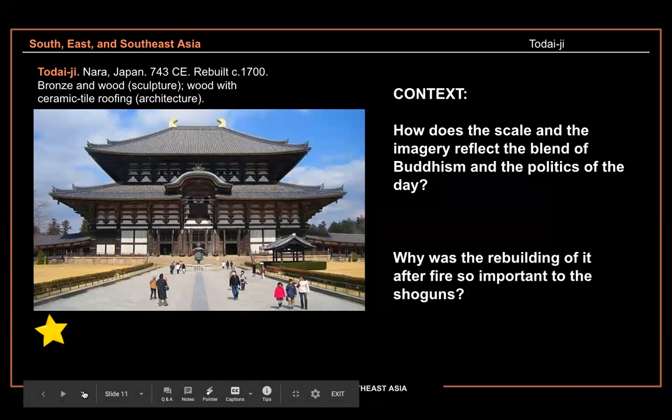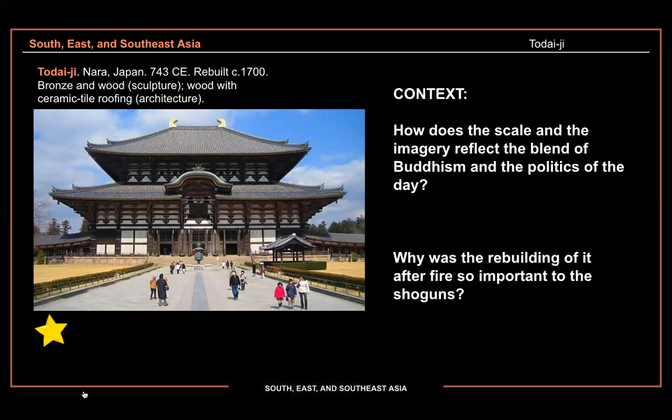So how do the scale and the imagery reflect the blend of Buddhism and the politics of the day? Why was rebuilding it after fire so important to the shoguns?